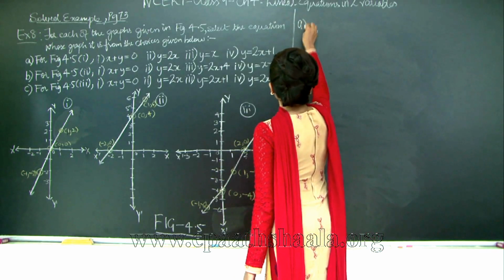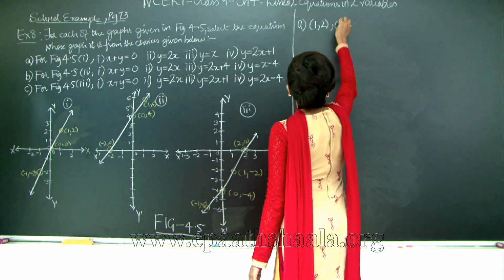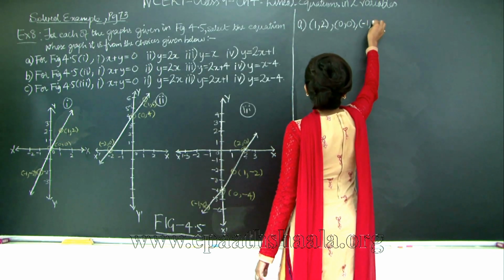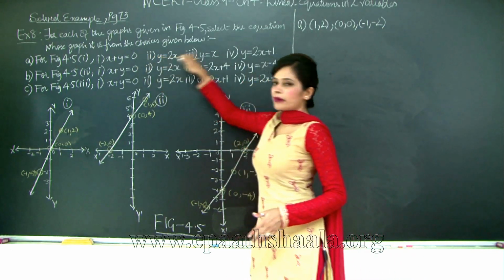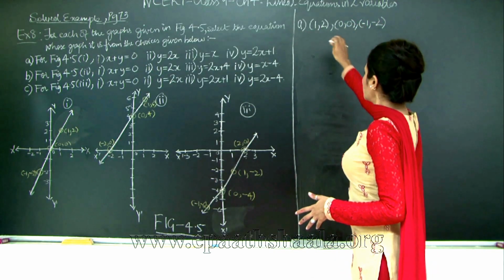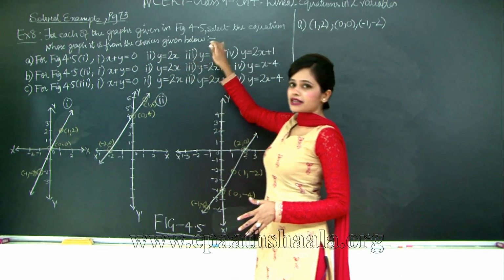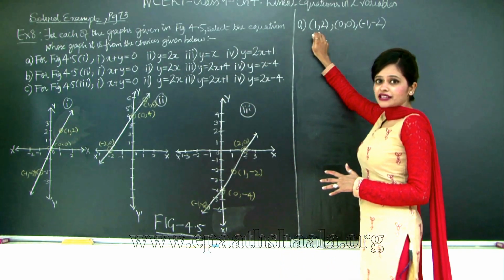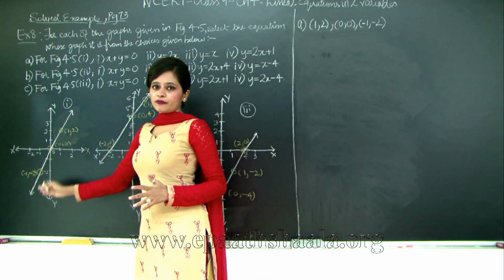So I'll write down the coordinates of figure 4.5, 1, which are (1, 2), (0, 0) and (-1, -2). What exactly we're going to do is take these equations one by one, substitute the values of these coordinates one by one and see if all 3 coordinates satisfy the equation. Whichever equation holds true, that is, the left hand side and right hand side are equal for all these 3 coordinates, that would be the equation of the line for figure 4.5, 1.